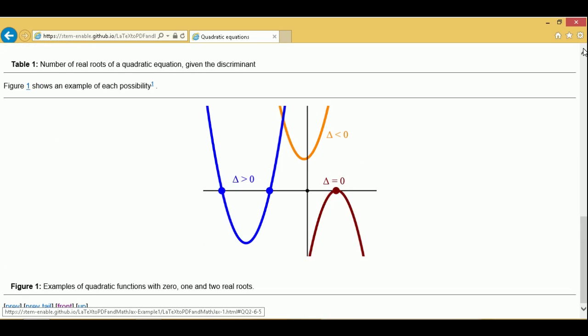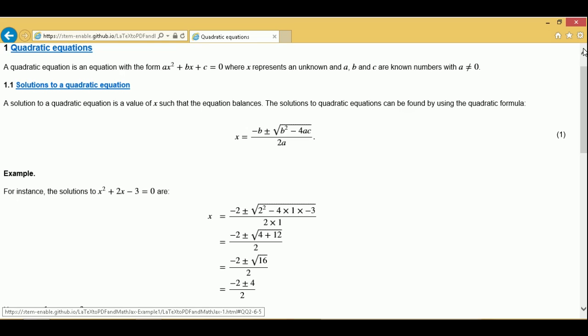A quadratic equation is an equation with the form of x squared plus bx plus c equals 0 math content, where x math content represents an unknown functions. No more headings at level 1. Wrapping to top. 1 quadratic equations heading level 3 link. Heading level 3 link quadratic equations.